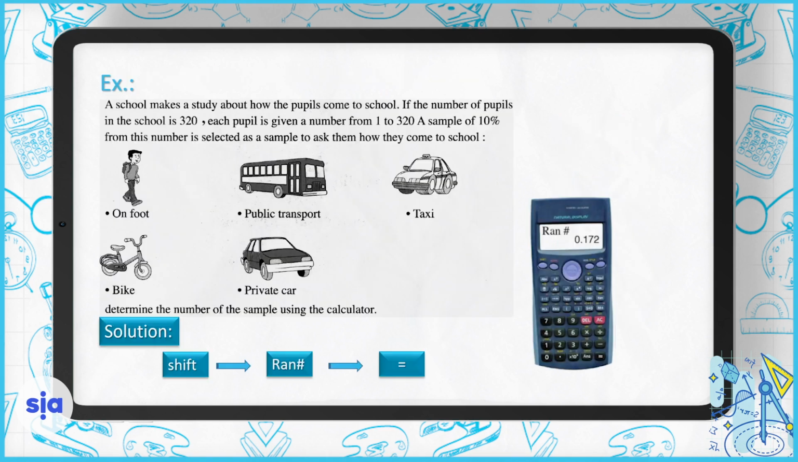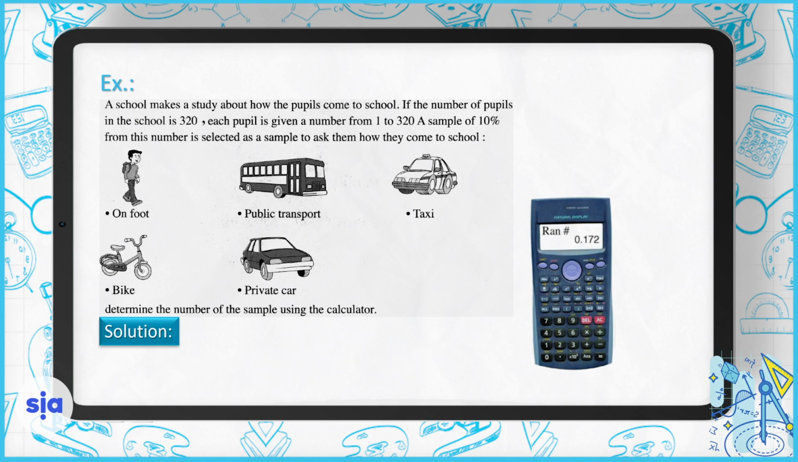If a school makes a study about how the pupils come to school, and the number of pupils in the society is 320, each pupil is given a number from 1 to 320. A sample of 10% from this number is selected to ask them how they come to school: either on foot, or with public transportation, or with a taxi, or a bike, or with a private car. Determine the number of the sample using the calculator.